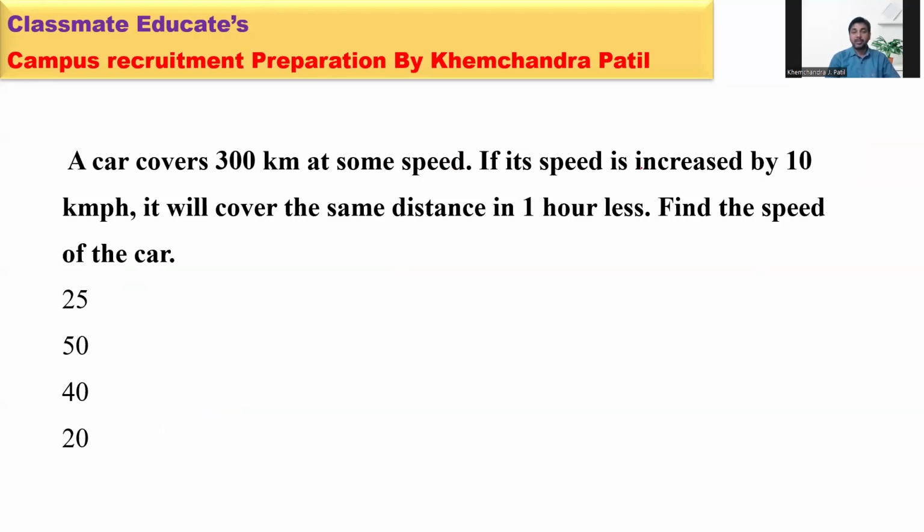We don't know the speed. If the speed is increased by 10 kilometers per hour, it covers the same distance in 1 hour less. Find the speed of car. Now if you want to do this question very smartly, we know what is the relation for finding time. Time is equal to distance upon speed. Now we know what is the distance here. In both cases, the distance is 300.